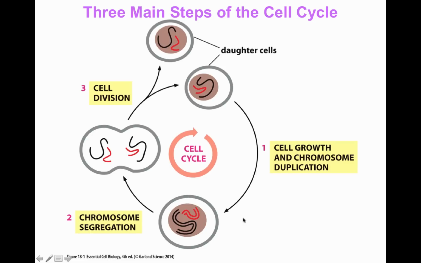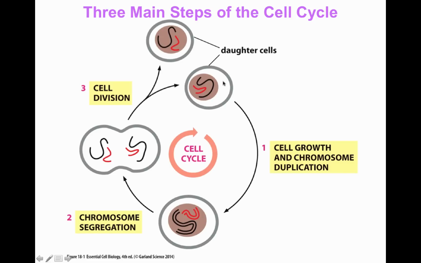Now, when we take a look at the stages of the cell cycle, we can divide it into three major steps. One step is cell growth and chromosome duplication. Here we have a cell, and that cell has two chromosomes, one black chromosome and a red chromosome inside the nucleus. The material inside that cell, including the membrane and the organelles, is going to be duplicated, resulting in a much larger cell, shown here at the bottom.